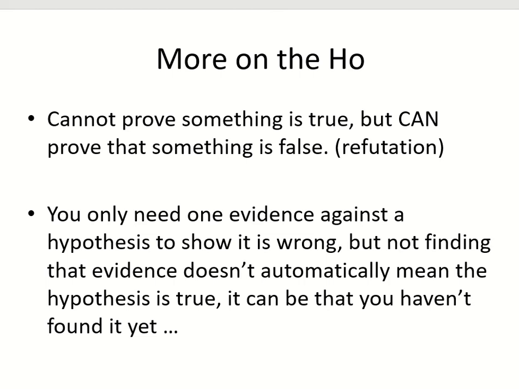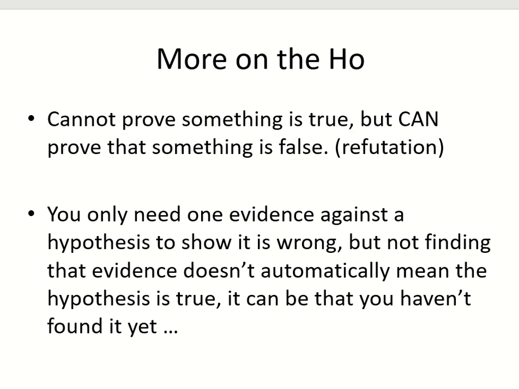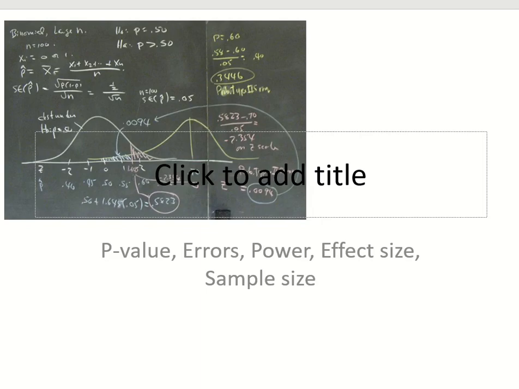So if you have the option to prove something directly or to go the indirect way, you pick the opposite of what you want to prove, you refute the opposite, and it takes you back to what you wanted to prove, okay? So you only need one piece of evidence against a hypothesis to show it to be wrong, but not finding that evidence doesn't automatically mean the hypothesis is true. It can be that you haven't found it yet. So هذه الجملة is just in support of the refutation being an easier approach than the proof approach. So having said that, we need to discuss p-value, error, power, effect size, and sample size.